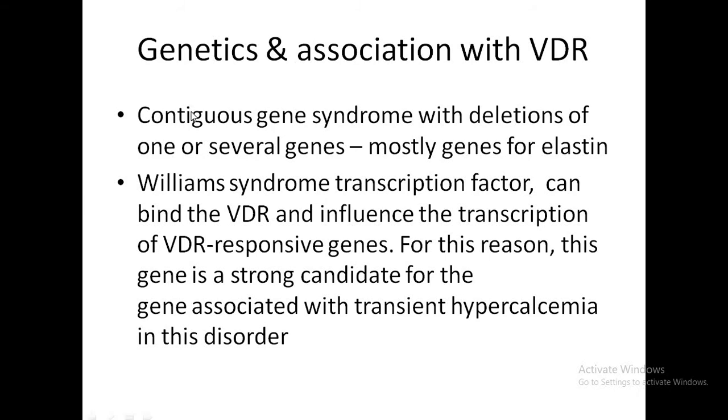Williams is a contiguous gene syndrome with deletions of one or several genes, and mostly genes for elastin have been implicated. So Williams syndrome transcription factor can bind with the vitamin D receptor and influence the transcription of VDR responsive genes. For this reason, this gene is a strong candidate for the gene associated with transient hypercalcemia in Williams, even though there has been no evidence for this.